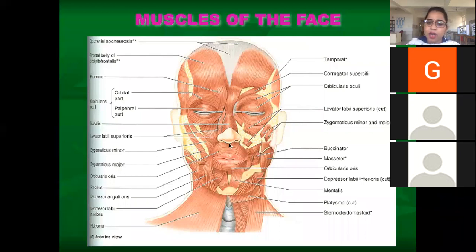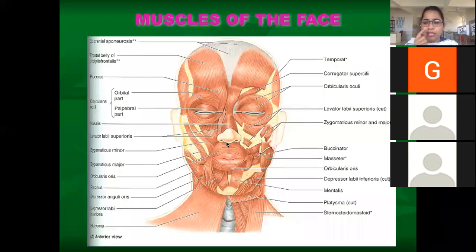This dilator is here. How does it work? It has two parts. What are the two parts? One is compressor nares, which causes compression, and depressor septi. Compressor nares joins with the nasalis to form the compression, and depressor septi depresses the septum of the nose. What is the septum of the nose?